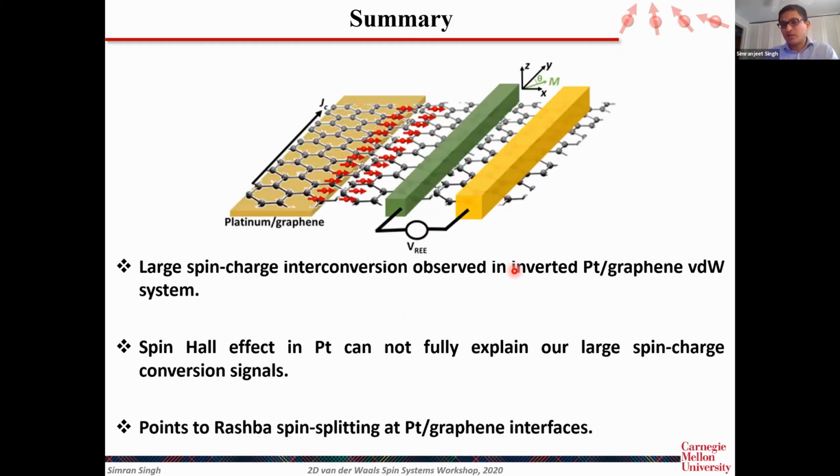So to summarize this part, I want to say that just by taking a conventional, well-studied system and controlling the interface, you can achieve large spin charge interconversion in two-dimensional systems. And the spin Hall effect, at least in our case, cannot fully explain our large observed signals, and it points to perhaps there being more going on than just simple spin Hall effect spin charge interconversion due to platinum.